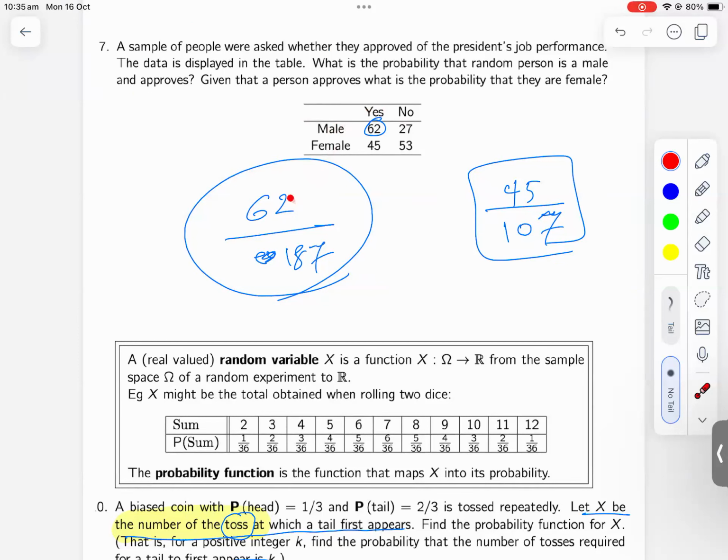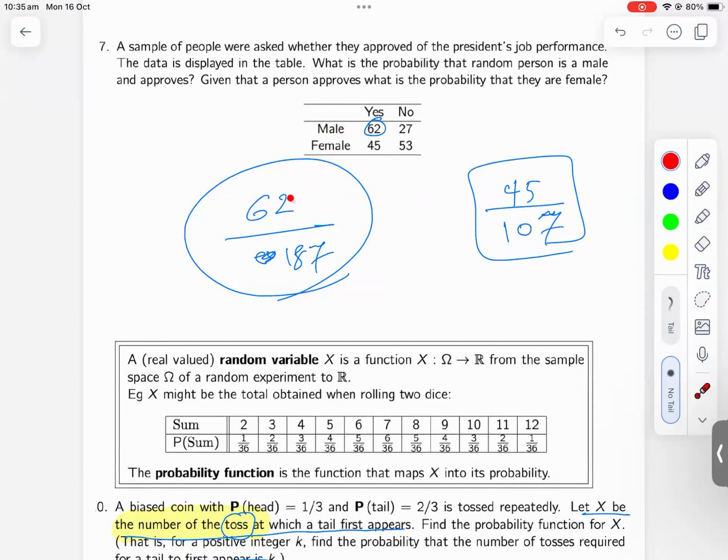All right, and a random variable X is a function from the sample space to the real numbers. And we can use this in some applications in probability.